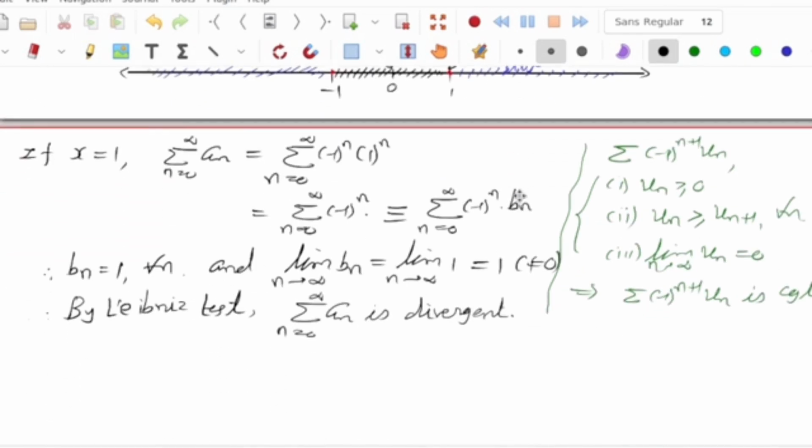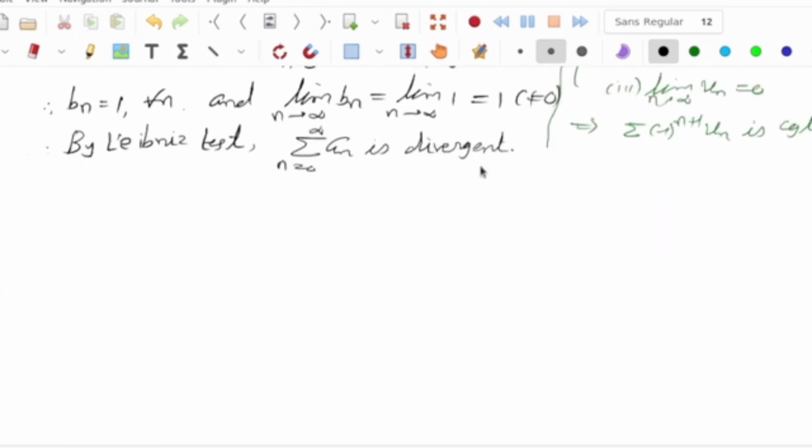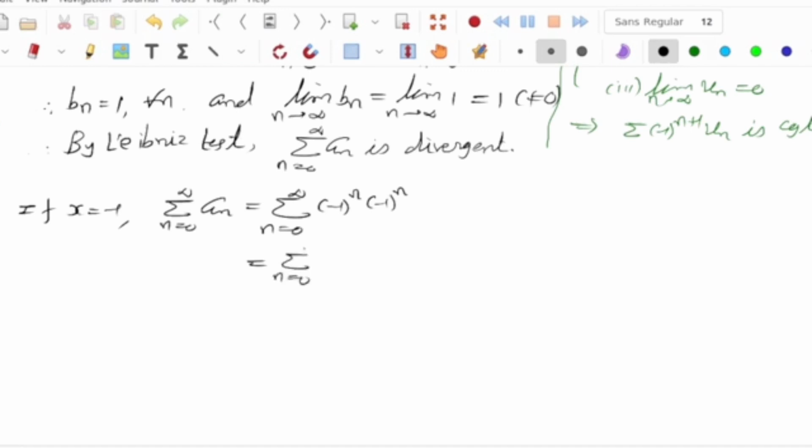Now let us check what happens at x equal to -1. If x equal to -1, then what is summation an? This is equal to summation (-1)^n into an, x raised to n. X raised to n is again (-1)^n. So (-1)^n into (-1)^n is 1. So summation n equal to 0 to infinity 1. This is the series.